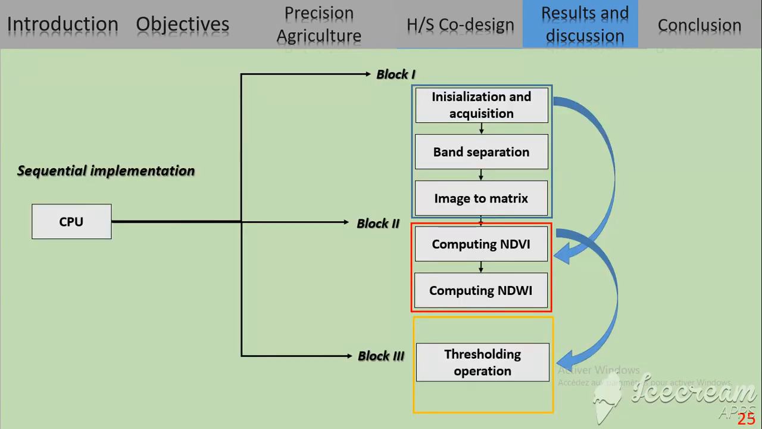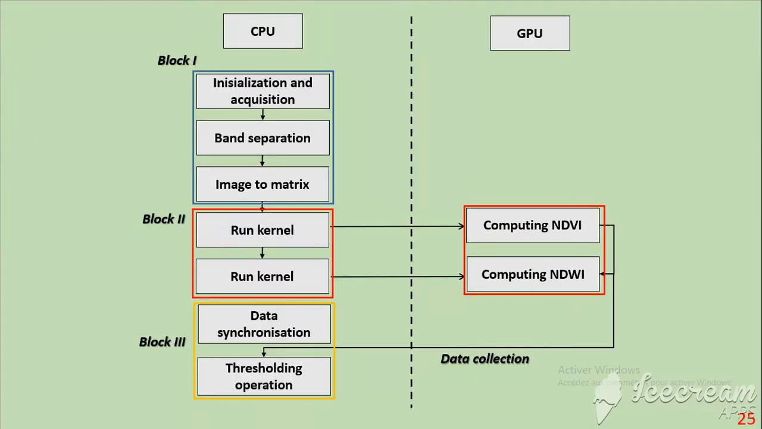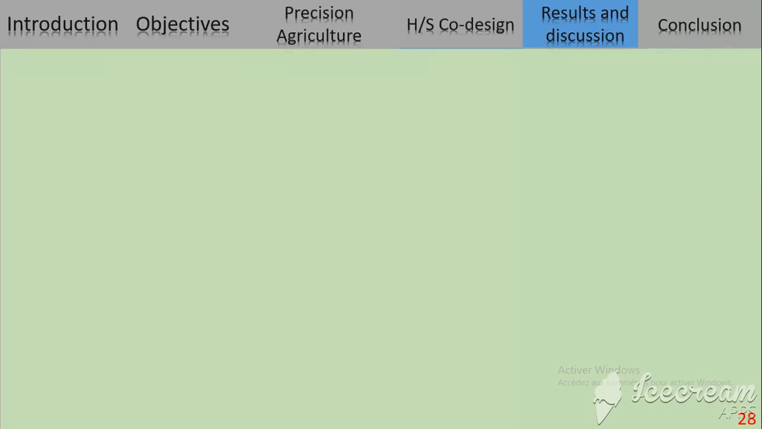Now we pass to the implementation of our algorithm. As you see here, we have generally two propositions. The first one is the sequential implementation based only on the CPU, and the second one is the heterogeneous implementation based on the CPU and the GPU. The first block is dedicated to band separation and image to matrix. After that, this block sends the data to the second block for computing NDVI and NDWI. After that, the data is collected for the thresholding operation.